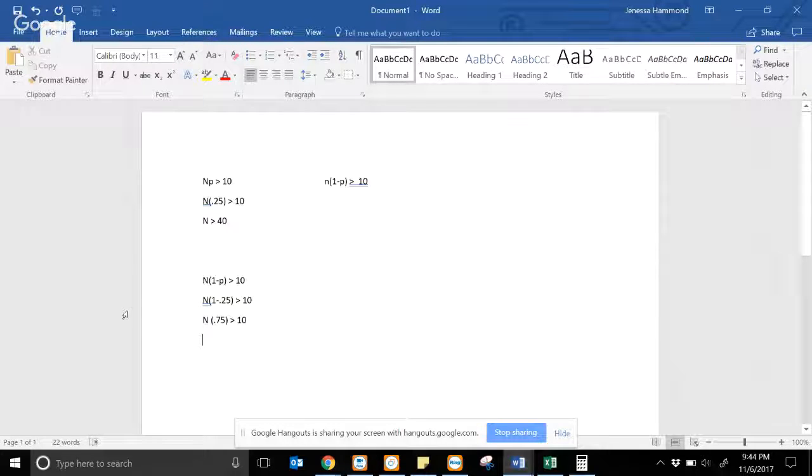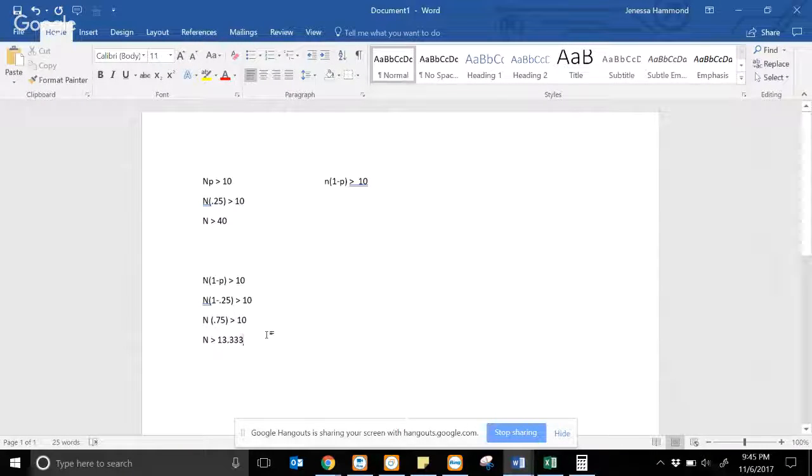And then we do the same thing. To get n by itself, we have to divide both sides by 0.75. Okay, so the one side is 40, the other side is 13.3333, whatever. Yep. And we need them both to be satisfied. So we want to take the bigger number, because if n was 14, then this requirement would not be met, right? Does that make sense?